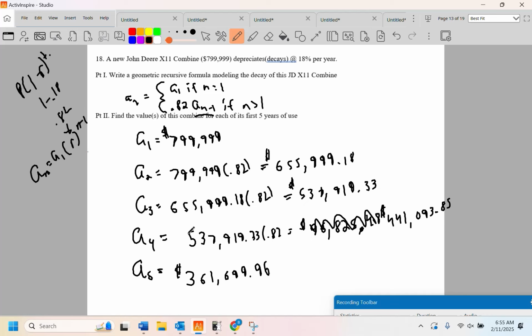Okay, it's not too bad of a model. That does seem fairly reasonable. It does. And keep working backwards.